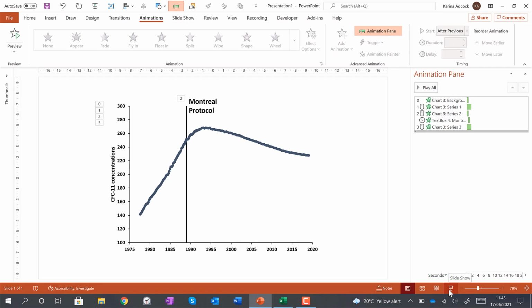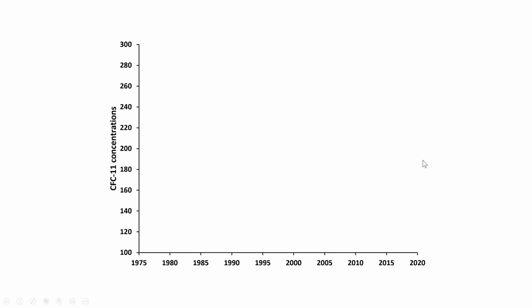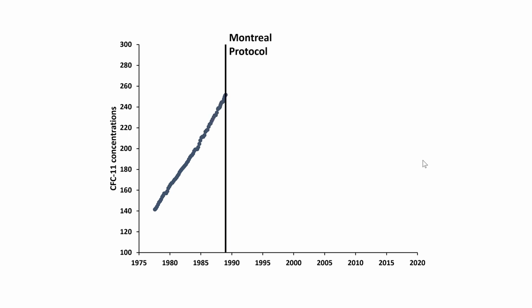Now, if we look at how this presentation will actually look, the axes appear automatically, and then the first click makes the first part of the dataset appear, and the second click makes the vertical line and the text box appear, and then the third click makes the latter part of the dataset appear.